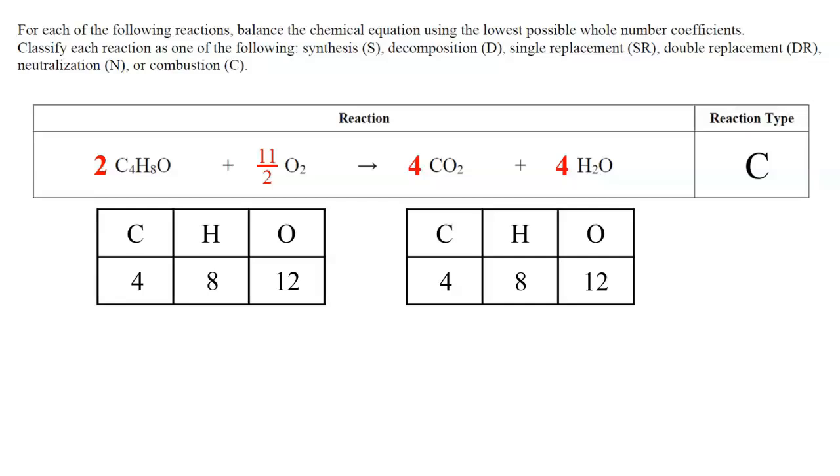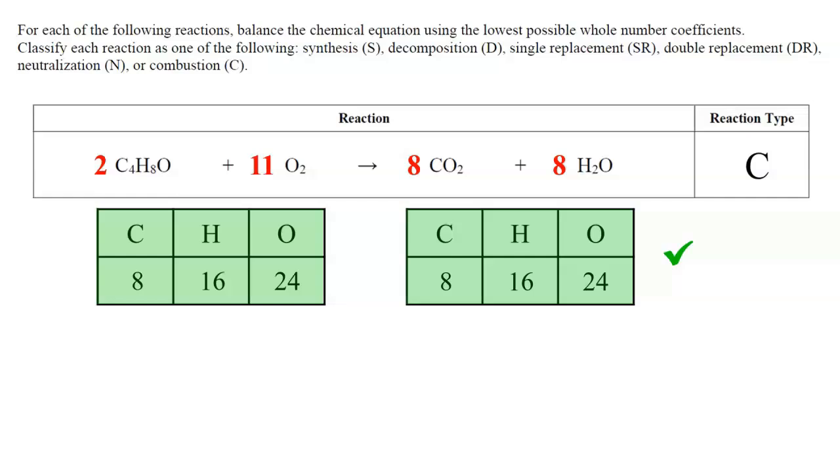So 2 times 11 halves, or 2 times 5.5, would be 11. And on the right side of the equation, the 4 and the 4 are each going to get multiplied by 2, so those coefficients become 8 and 8. Now, is the equation still balanced? Yes, but now instead of 4 carbons, 8 hydrogens, and 12 oxygens, all of those numbers have now been doubled. So now I have 8 carbons, 16 hydrogens, and there's a total of 24 oxygens. But because this equation has the same number of each type of element on the left and the right, this equation is now balanced. And the coefficients from left to right are 2, 11, 8, and 8.